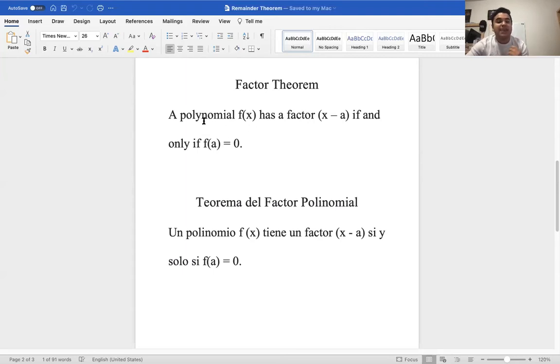So meaning that x minus a is going to be a factor of f of x, kind of similar to the example that we did, if and only if the remainder that it yields is 0, or in other words, it will not yield a remainder. Again, I've also included a Spanish translation to this. It's called el Teorema del Factor Polinomial. Let's go ahead and show another example so I can show you guys how it quickly works.